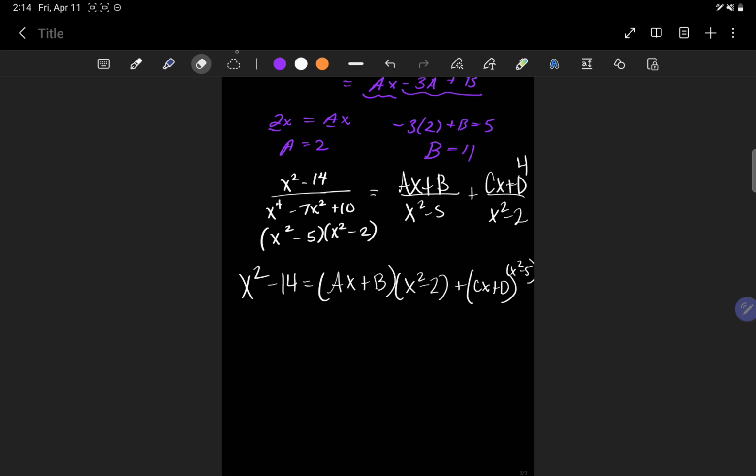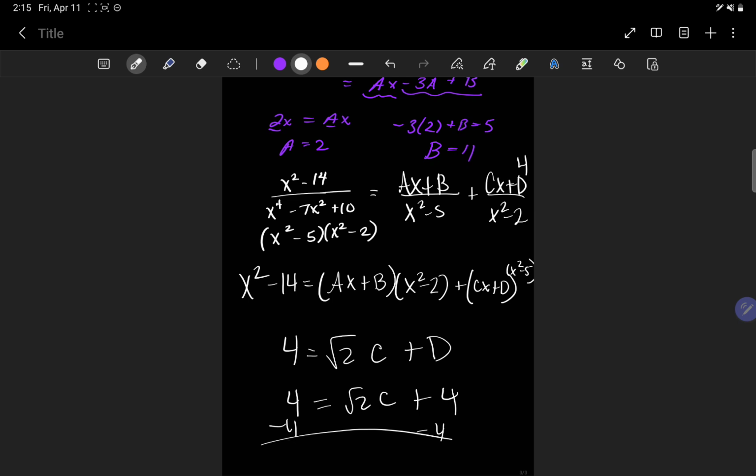So if we back up, it was 4 equals square root of 2c plus d. Well, d is 4. So 4 equals square root of 2c plus 4. So c has to be 0. Yeah, if I subtract 4 on both sides, I get 0 equals square root of 2c. C would have to be 0.